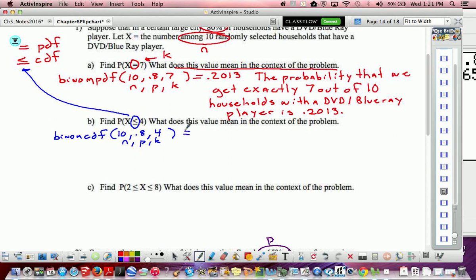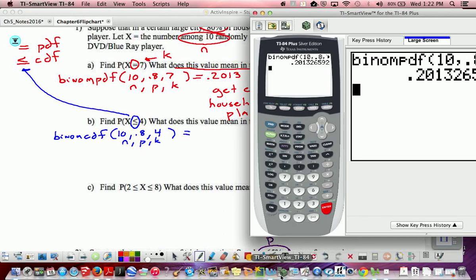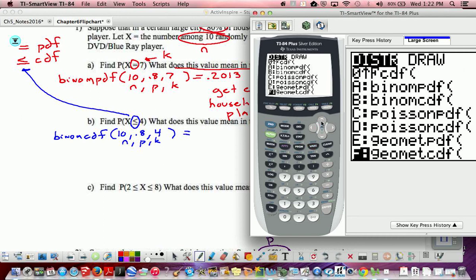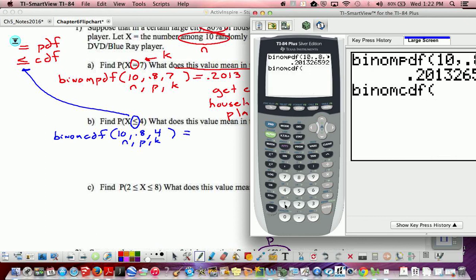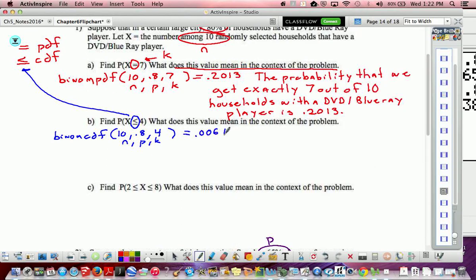So, let's go ahead and plug this in. Now that it's a cumulative, we're adding basically 4 or less, 3 or less, 2, 1, and 0. So we're adding all of those calculations up, and we let the calculator do all that adding up for us. So binomial CDF, 10, comma, 0.8, comma, 4, gives 0.0064.